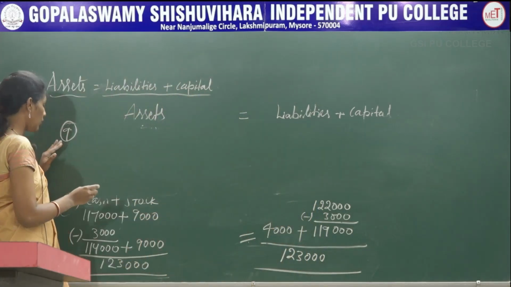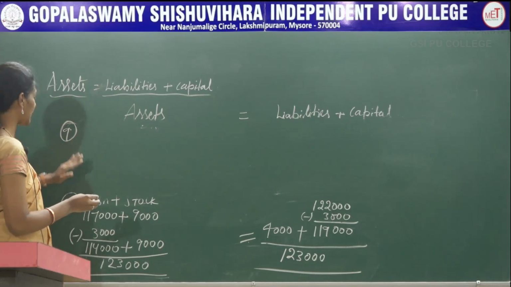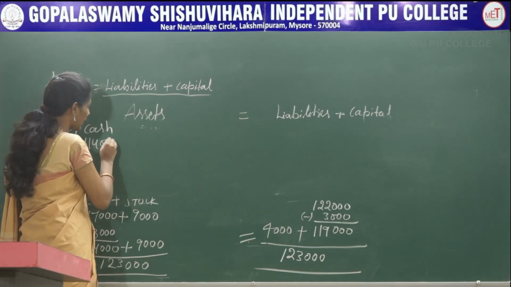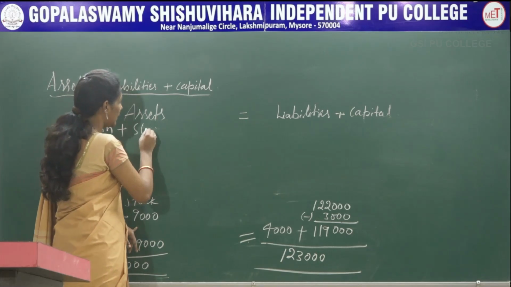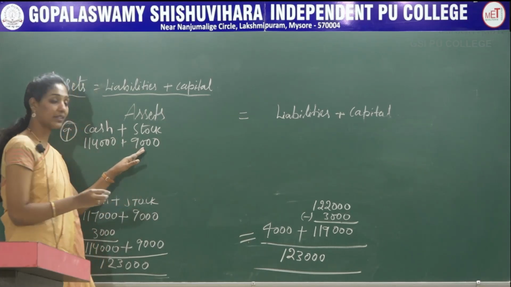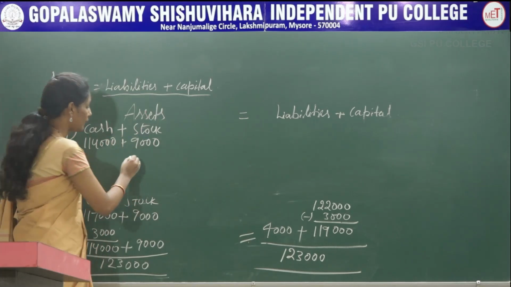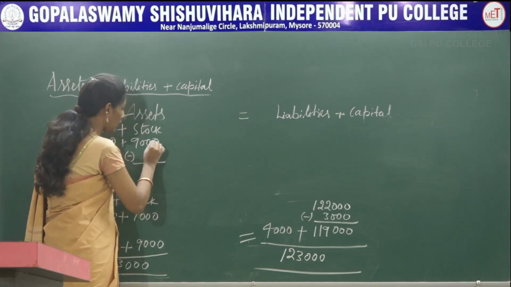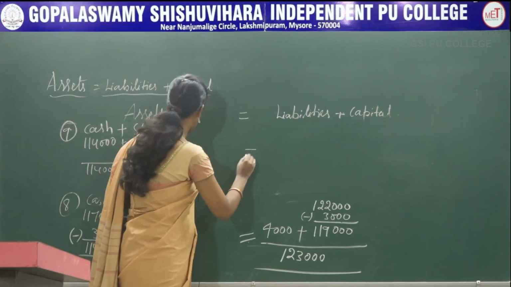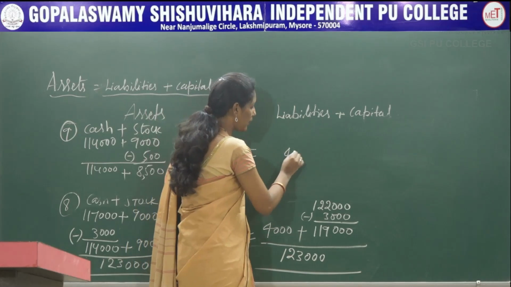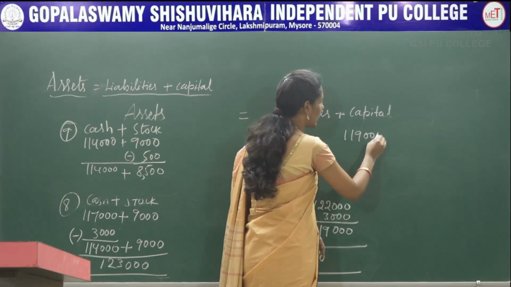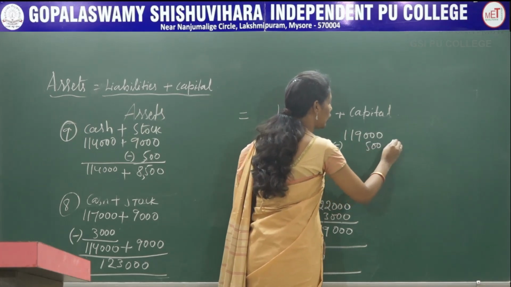So 9th transaction, for recording this transaction you have to see the previous transaction, cash. What is the actual cash balance now? 1,14,000. What is the stock balance? That is 9,000. So already I told you this transaction affects the stock. You have to deduct stock 500. 9,000 minus 500, 8,500. On the liability side, on the other side, what is the amount of liability? 4,000. And what is the actual amount of capital? 1,19,000. Now deduct 500 rupees loss.